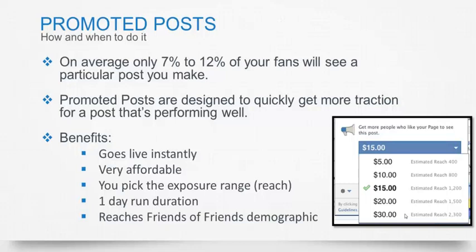So how to use promoted posts. Like I said earlier, on average, only 7 to 12% of your fans will see a particular post that you make. Promoted posts are designed to quickly get more traction for a post that's performing well. So you make a post on your fan page, and people are sharing it, commenting, and it's getting lots of interaction and a lot of likes. That's great. You want to capitalize on that. So you can take that post and promote it from your Facebook page without having to create a fancy ad and get more exposure to that post, which means you can make more money from it.